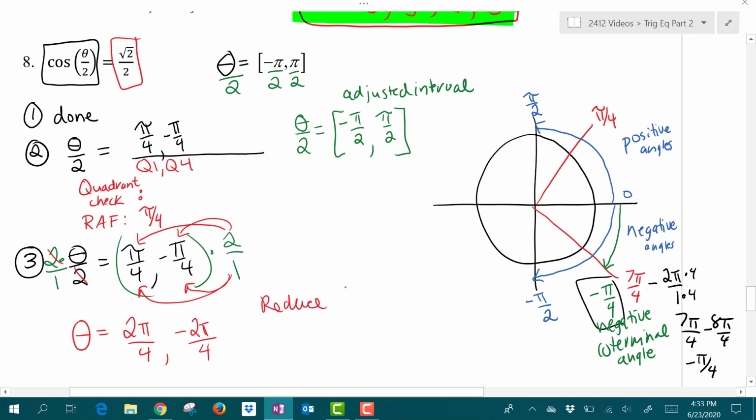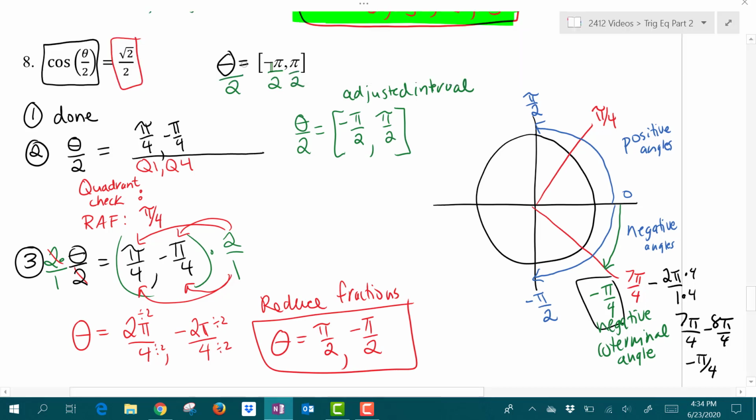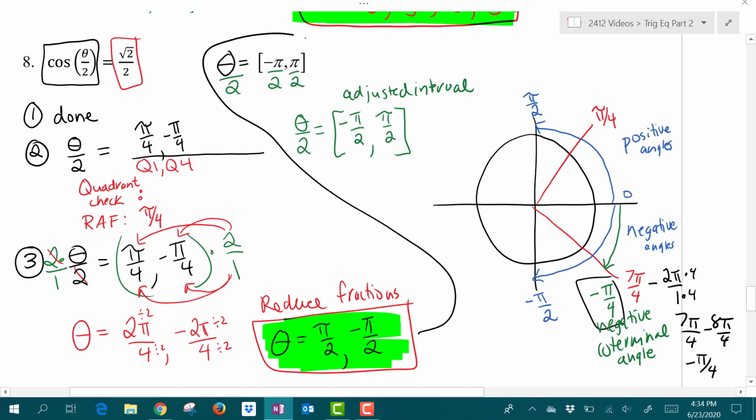And before I decide those are my final answer, we always reduce our fractions. So I have a common factor of 2 there. Divide the top and the bottom by 2. I get pi over 2. The second fraction also has common factors, so I'm going to divide top and the bottom by 2 there as well. I get negative pi over 2. Alright, so these are our final two solutions for theta. And you'll notice that these solutions fit within the original given interval that we were asked to find all possible solutions for theta.